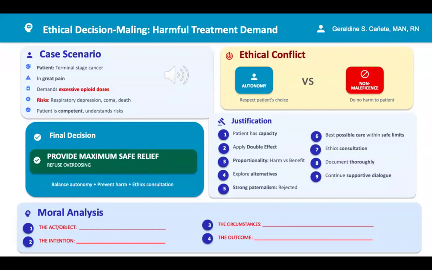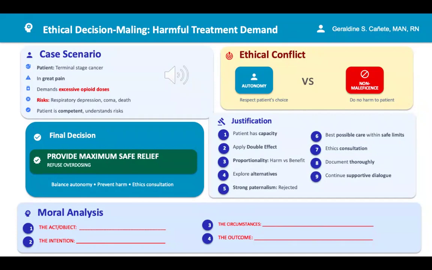So the goal is to provide the patient with the best possible care within safe medical limits. The medical team can consult with an ethics committee to ensure that their decision is ethically sound, and it has to be documented thoroughly. The medical team documents their decision-making process thoroughly, including the rationale for their choices. And continuing supportive dialogue, the medical team is committed to continue supportive dialogue with the patient and their family.